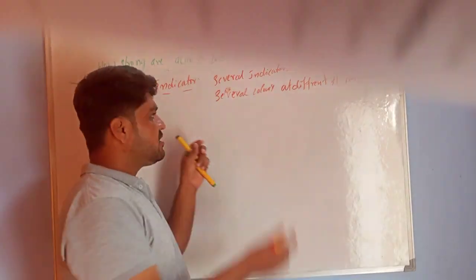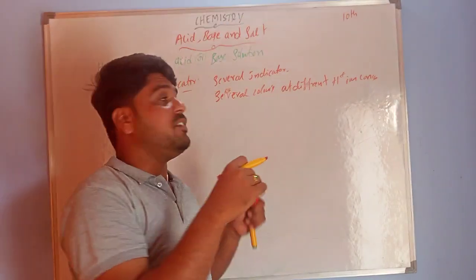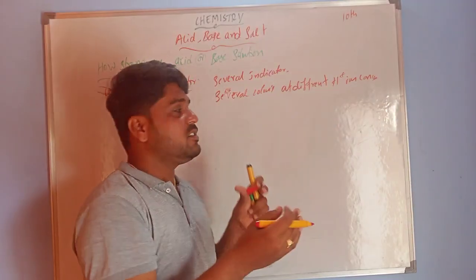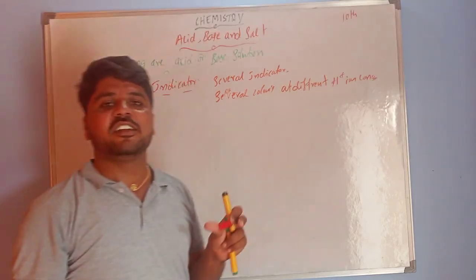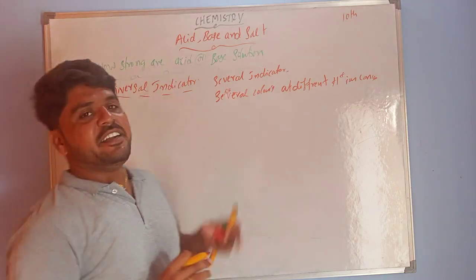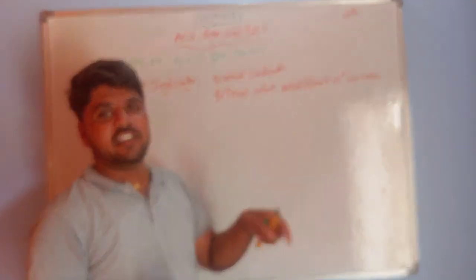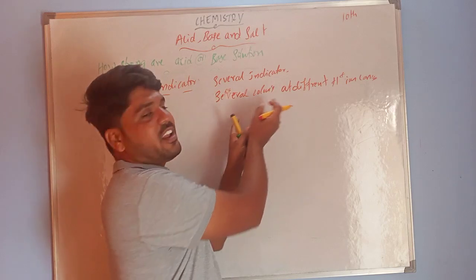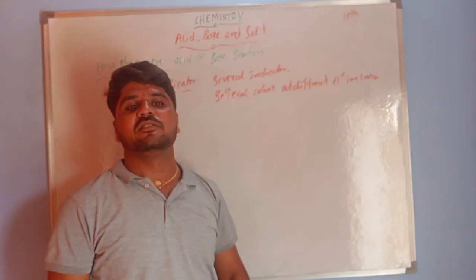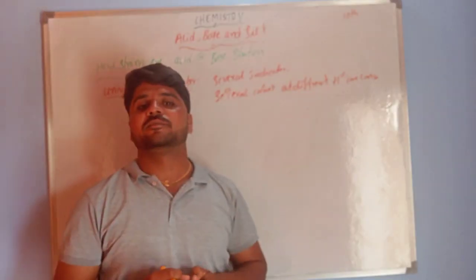If the hydrogen ion concentration is higher, it shows one type of color. If the hydrogen ions are less, it shows once again a different color. Like that, depending on the hydrogen ion concentration, it shows different colors. This is what a universal indicator is: it has several indicators in it, and it shows different colors at different hydrogen ion concentrations in the solutions.